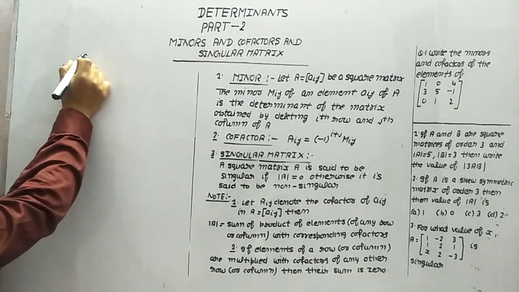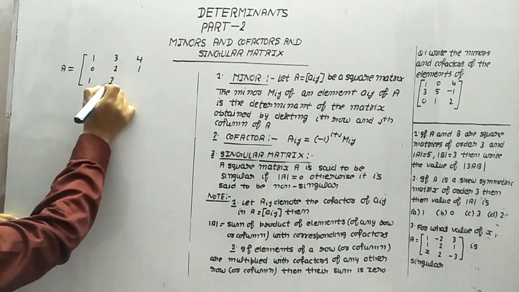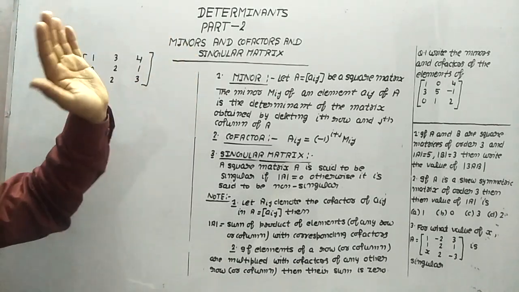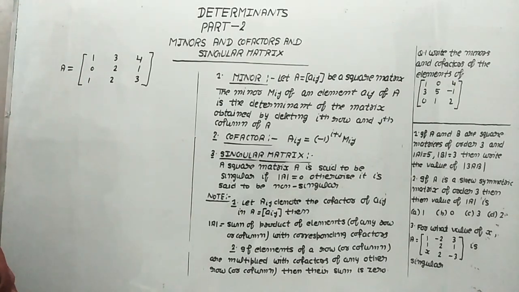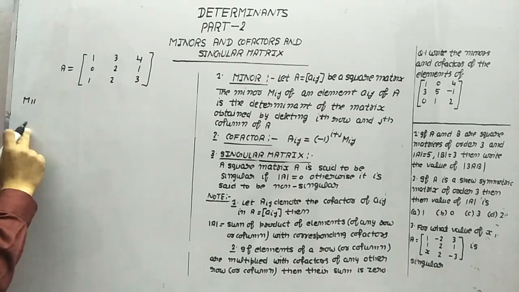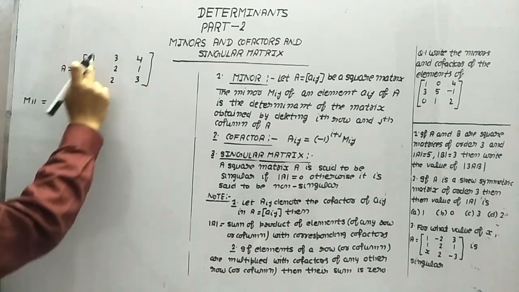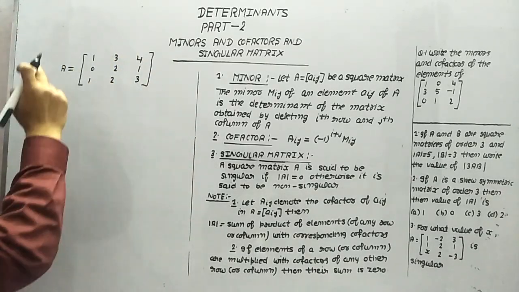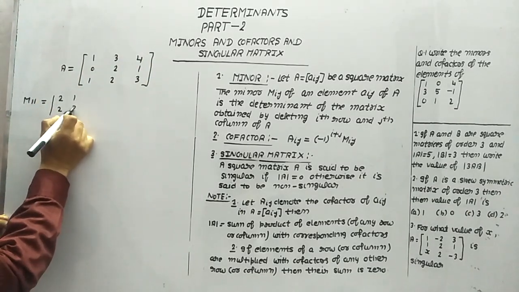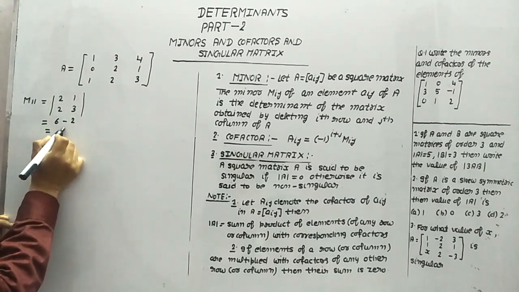Suppose we have a 3 by 3 square matrix: 1, 3, 4; 0, 2, 1; 1, 2, 3. Now look at this. How many elements are there? 9. It means we can calculate 9 minors. Now this is A11, so M11 is calculated by eliminating the first row and first column. The remaining determinant is 2, 1, 2, 3. Now calculate this. What will come? 2 times 3 is 6, minus 2. It means this is 4.